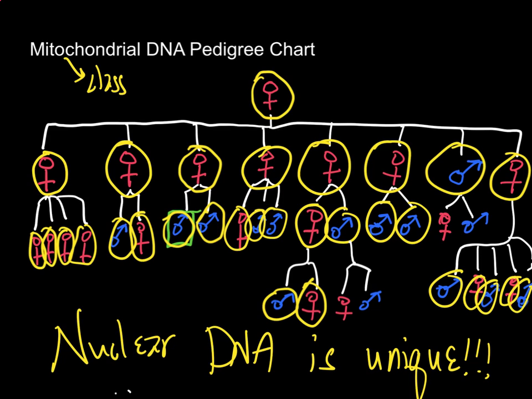So many times you can use mitochondrial DNA to help exclude people, but not necessarily prove that a specific person is the perpetrator of a crime. Hopefully this has helped you in determining how you need to set up your mitochondrial DNA chart for class.